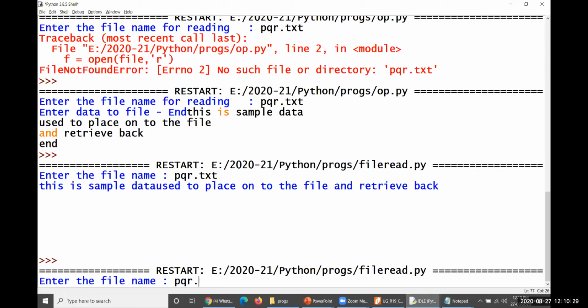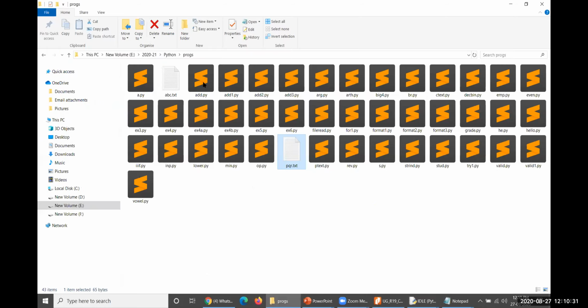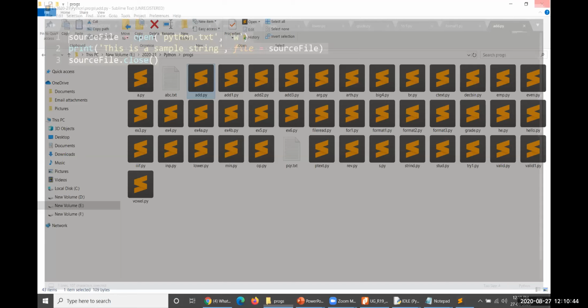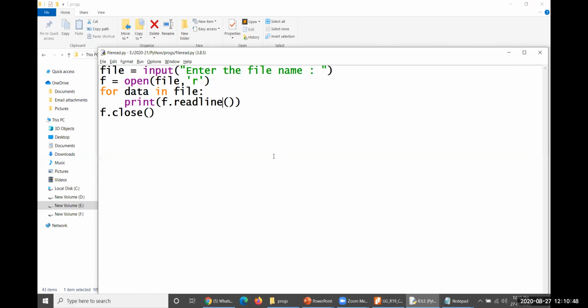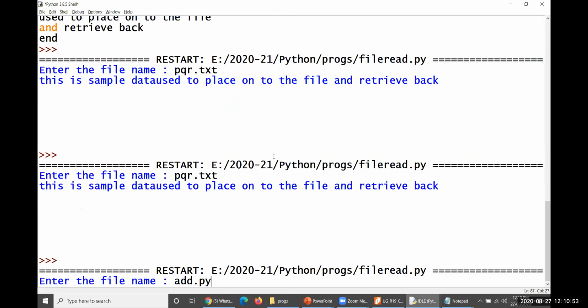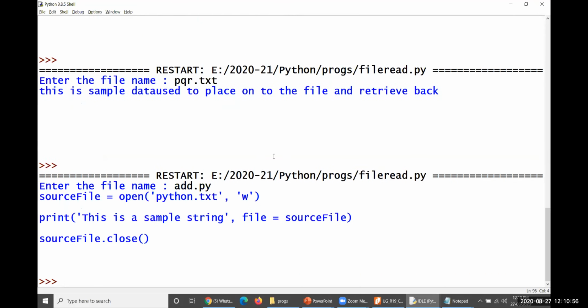Let me go ahead and open another file. Let me say add.py. What are the contents of this one? Let us check this one. This is the add file. So let us check whether this particular thing will be read out in a proper way or not. So enter file name: add.py. The input of our file name is add.py. Okay, so this is the content here. In this way, you are able to read the data from the file.